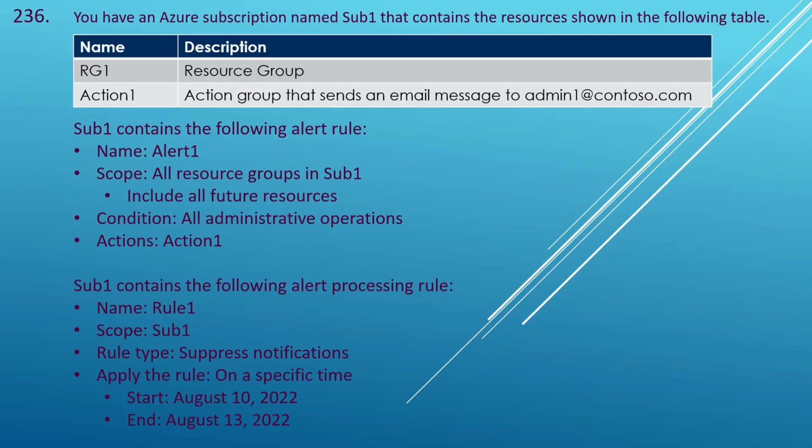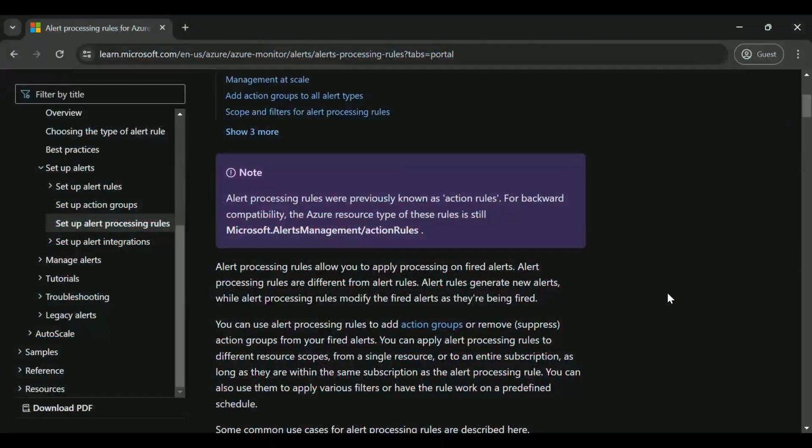Friends, before looking at the next part of the question, let's understand the difference between alert rule and alert processing rule, as that is very important to answer this question. Alert processing rules allow you to apply processing on fired alerts. Alert processing rules are different from alert rules. Alert rules generate new alerts, while alert processing rules modify the fired alerts as they are being fired. You can use alert processing rules to add action groups or remove or suppress action groups from your fired alerts.